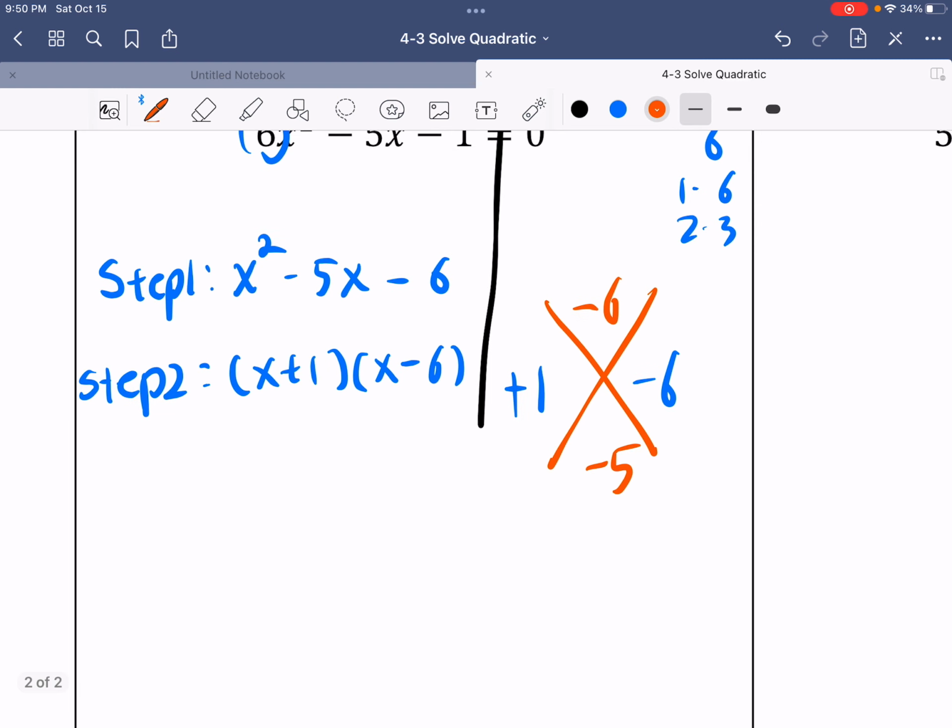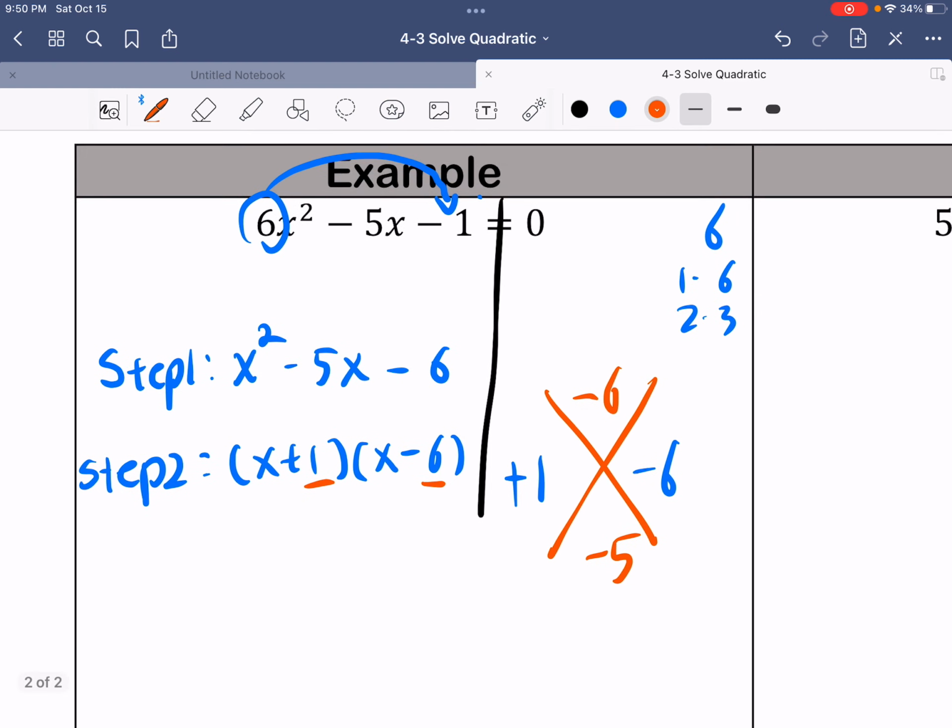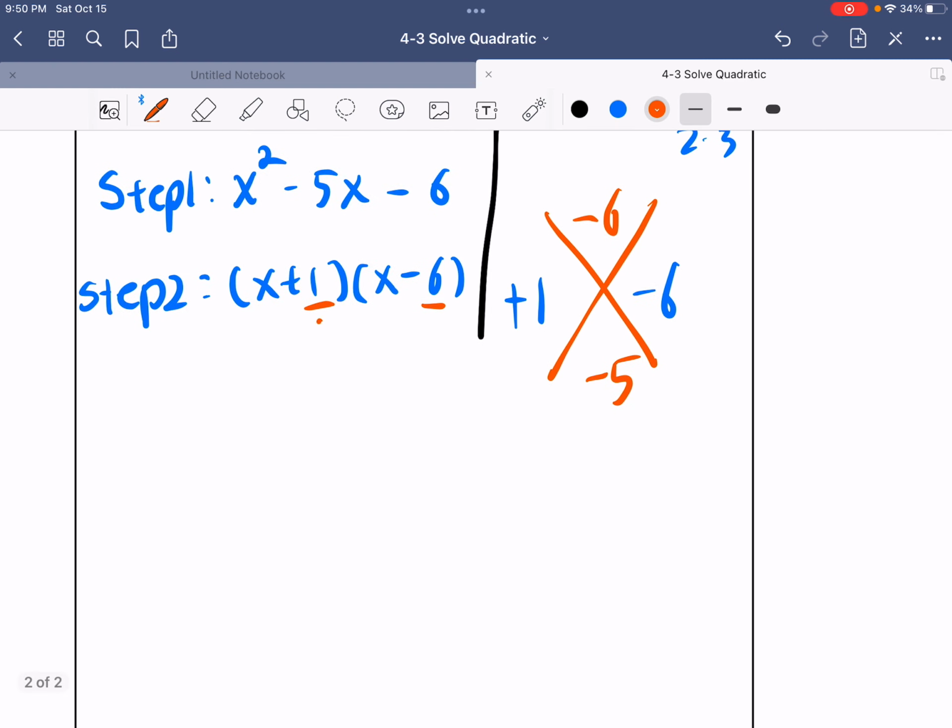After you factor it, you divide each number by what you slipped over, which is 6 in this case. And step 3 is the most important step because what you have to do is simplify. 1 over 6 cannot be simplified, so you're going to put 1 over 6, but 6 over 6 can be simplified as 1.